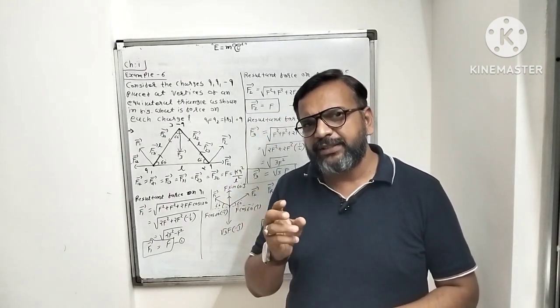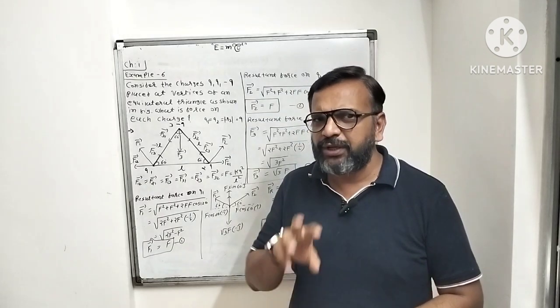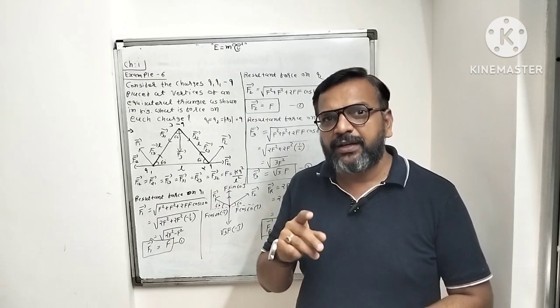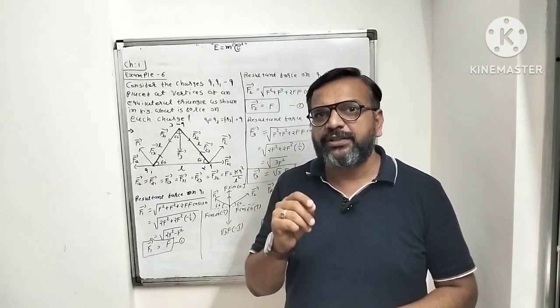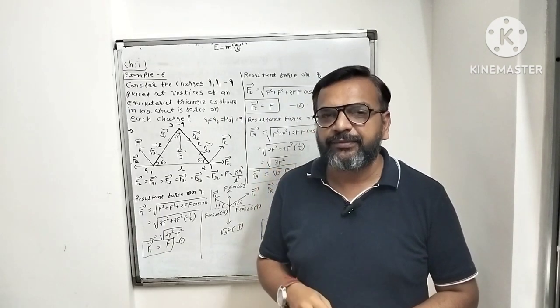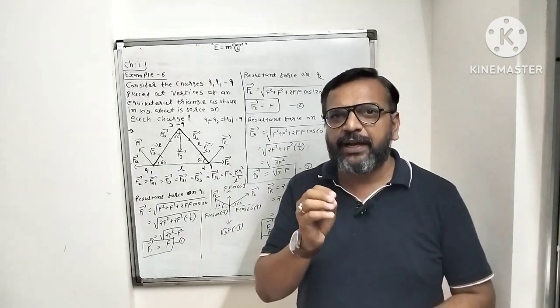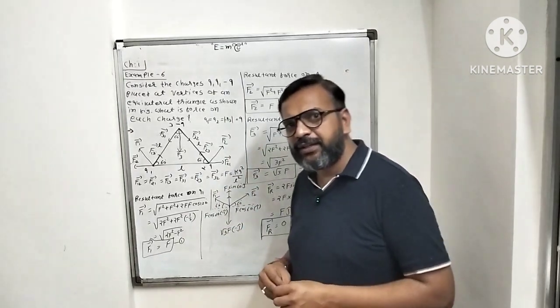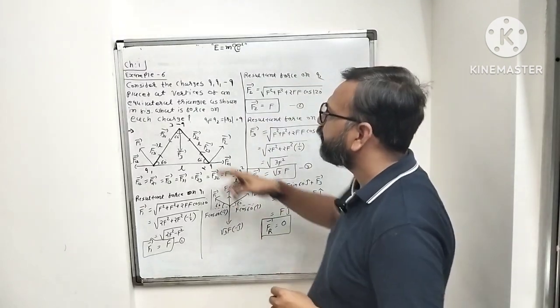Today we are going to learn example 6 of chapter number 1. This example is quite similar to example 5. Both have triangles and both have similar charges. But in example 5, the charge Q is placed at the centroid, whereas here no such situation is given. So first of all, let's read the question and calculate the sum.